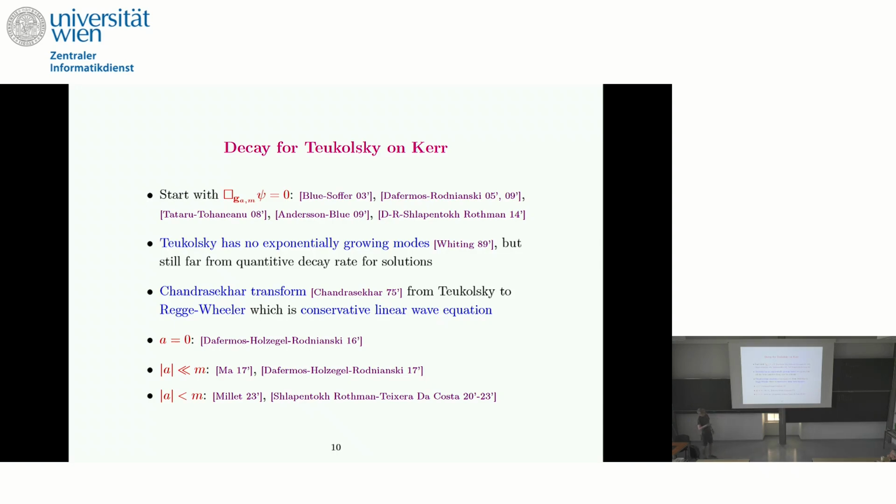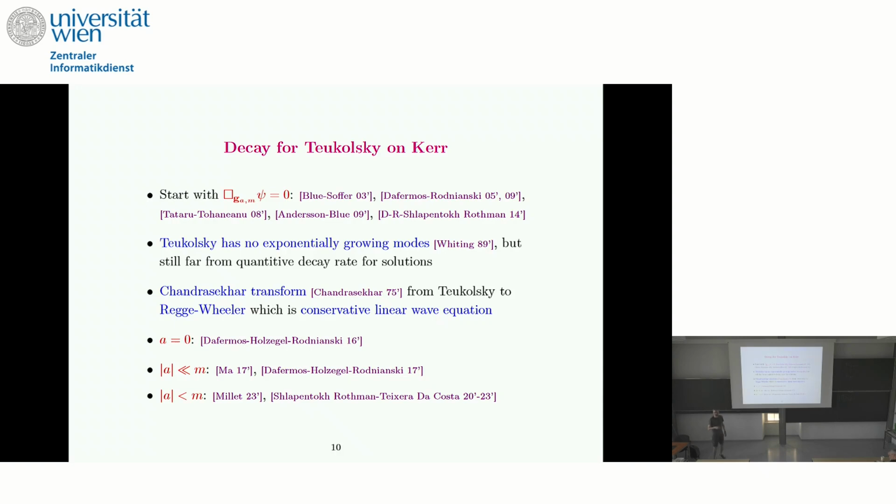Okay, so this was what I want to say about the scalar wave, and now let me come back to Teukolsky, which is this more complicated wave equation with first and zero order terms. And the first result I want to mention is this result of Whiting, which tells you that Teukolsky has no exponentially growing modes. Okay, so this is the statement that there are no obvious counterexamples to decay. But on the other hand, you want much more. What you want is quantitative decay rate for solutions.